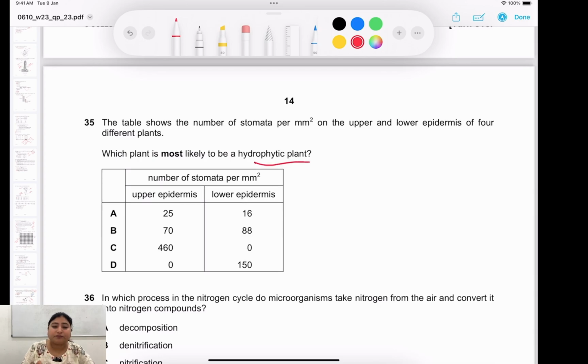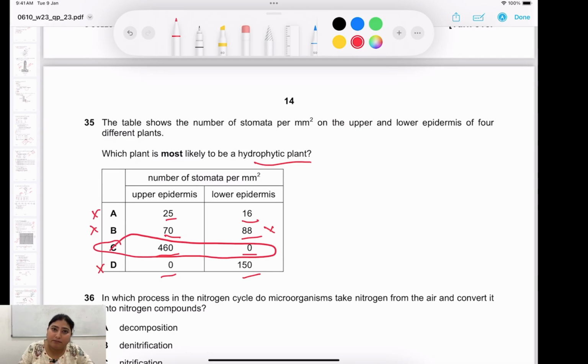Hydrophytic plants have the maximum number of stomata on the upper epidermis, okay, and they have very few to no stomata on the lower epidermis. Let's see which option amongst these is more suitable to this statement. So upper epidermis 25, 16, very little difference. 70, 88, not as per that. 460, 0, yes. And 0, 150, again no. So C will be your best option.